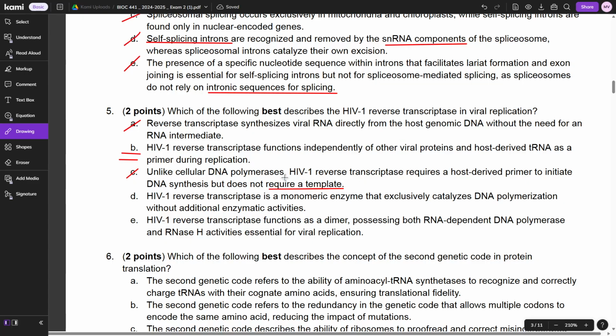But yeah, I think the big thing here is that it says it does not require a template. I mean, it does require a template, because it would require the viral RNA as a template to actually make the DNA. So HIV reverse transcriptase is a monomer? No, it's a dimer. It's got an RNase as well, right? It's got an RNase and a reverse transcriptase. So it's not a monomer.